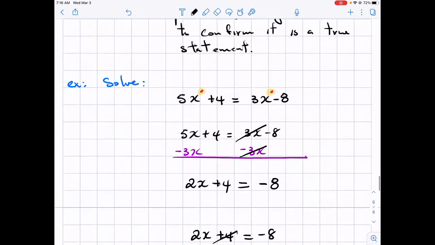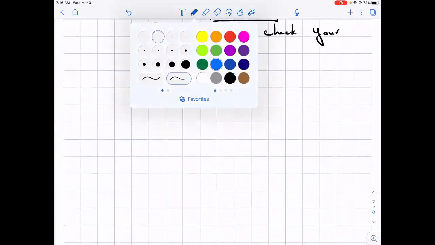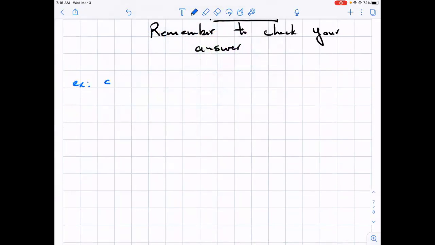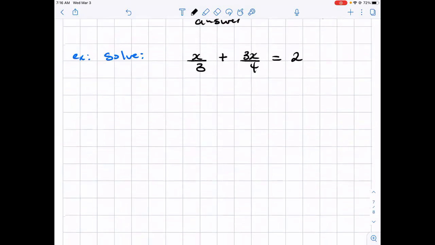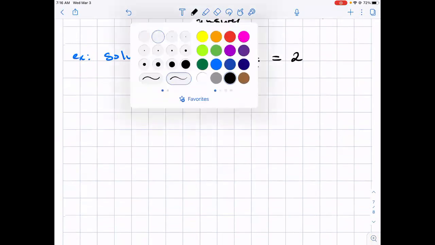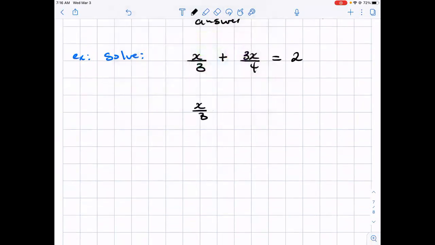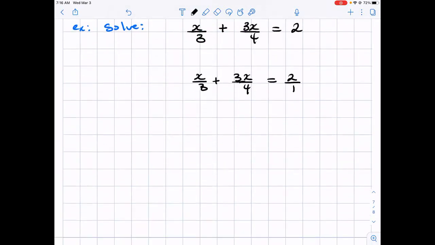So let's look at another example here. Let's solve x over 3 plus 3x over 4 is equal to 2. So if we're solving x over 3 plus 3x over 4, I write the 2 as a fraction also, 2 over 1. So the lowest common denominator is going to be 12.